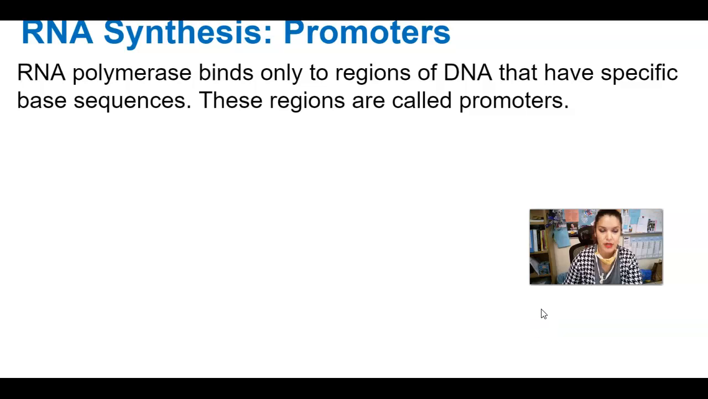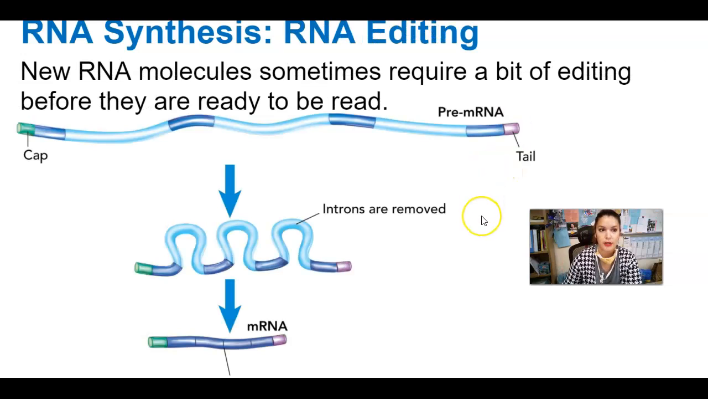Okay, so RNA synthesis has promoters. RNA polymerase binds only to the regions of DNA that have specific base sequences. These regions are called promoters. So a promoter is where it binds and starts the process.